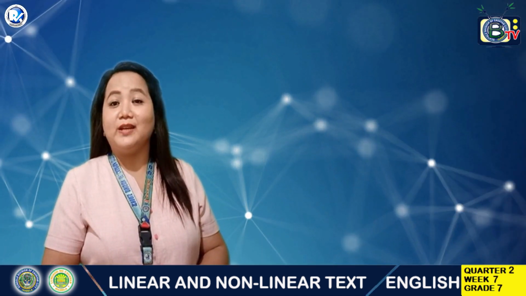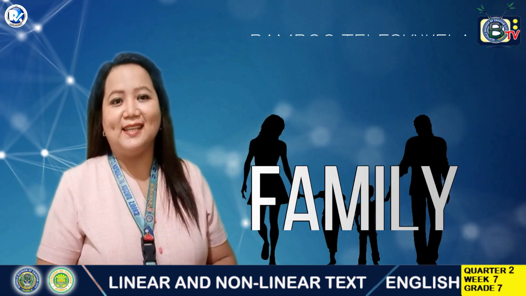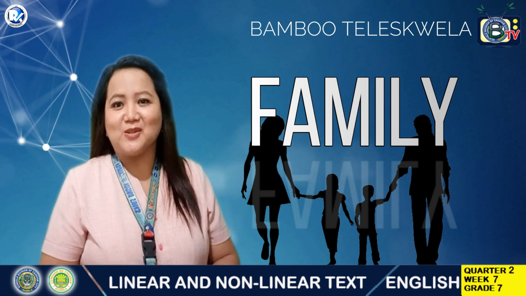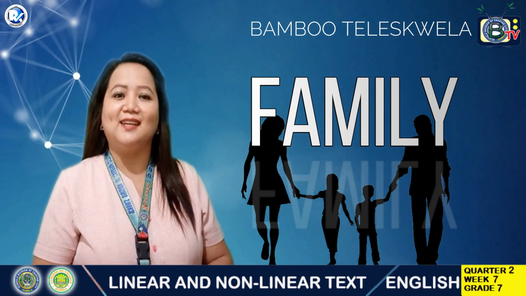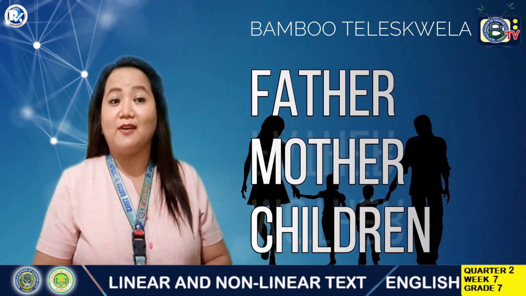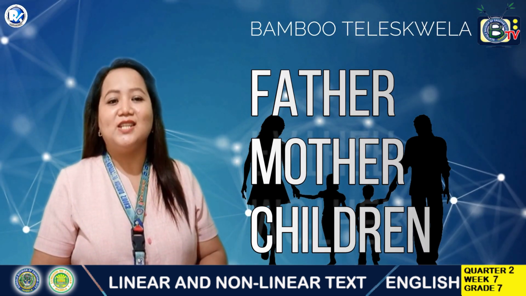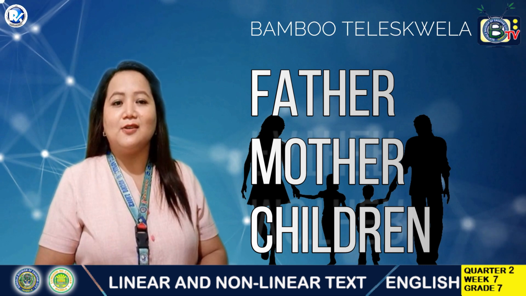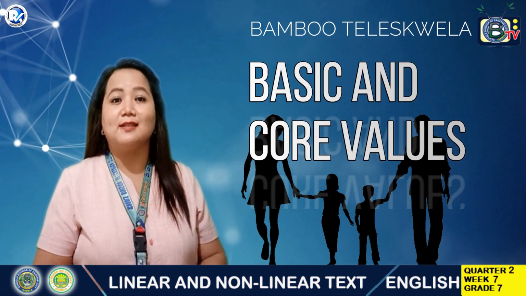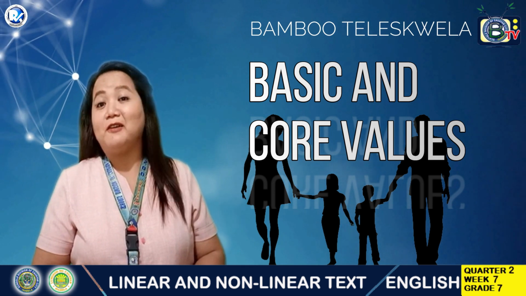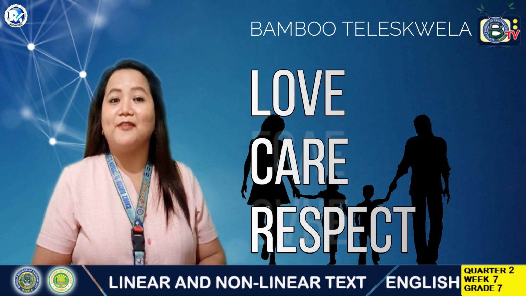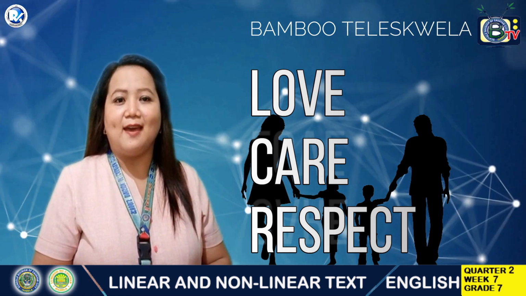The text that we've read is all about family. According to the text, what is the definition of family? It says there that it is composed of members such as father and mother and their children. It is also for a family to have the basic and core values. What values does the family practice? Values such as love, care, and respect.